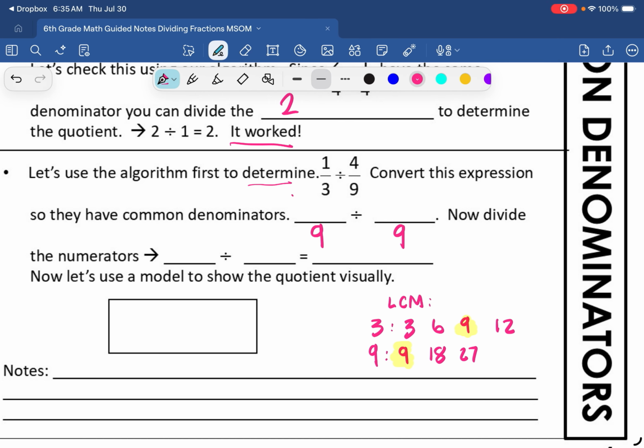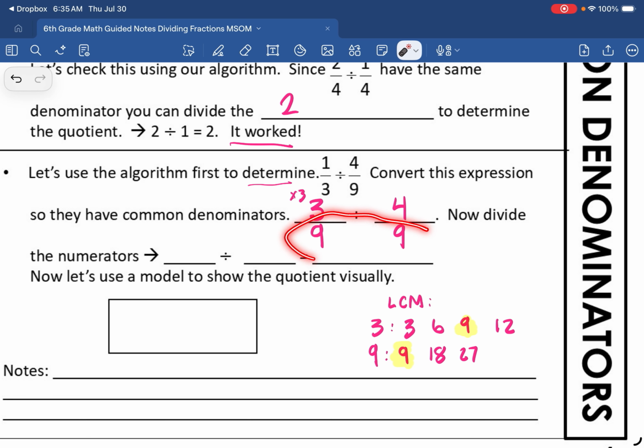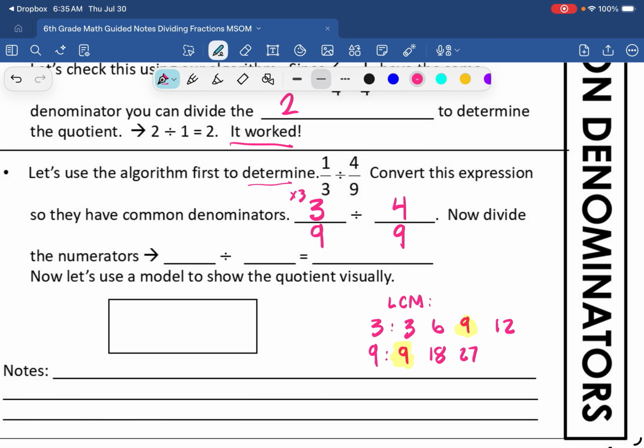3 times 3 is 9, so 1 times 3 is 3. And then my 4/9 will not change. So now that my denominators are the same, I can divide the top to get the quotient. So 3/9 divided by 4/9 would be 3 divided by 4, or 3/4. Let's use a model to show the quotient visually.